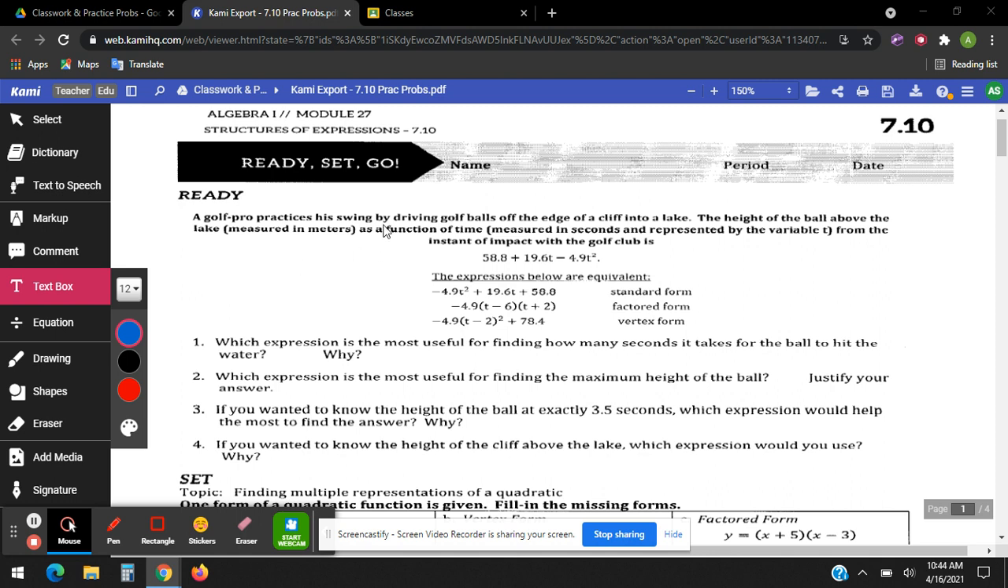A golf pro practices his swing by driving golf balls off the edge of a cliff into a lake. The height of the ball above the lake, measured in meters, as a function of time, measured in seconds and represented by the variable t, from the instant of impact with the golf club is this. So here's our quadratic that is the height of the ball. The expressions below are equivalent. Here's the standard form. They've already put it in factored form for you. And then here's the vertex form.